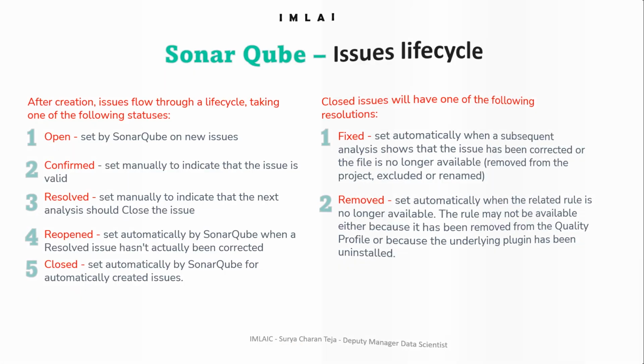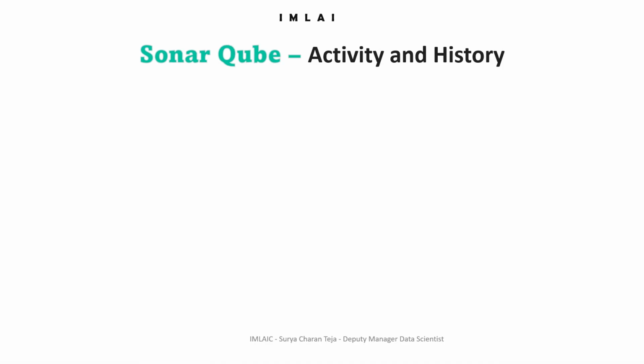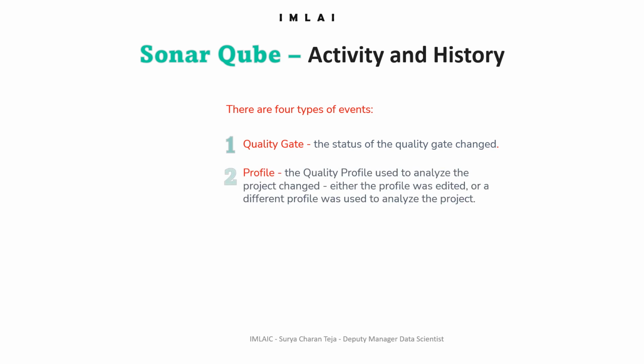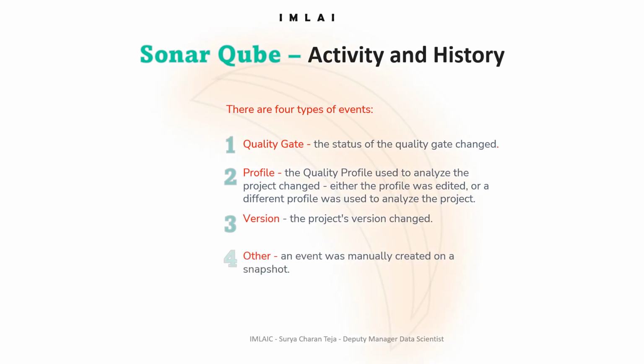we will look into the activity and history, where there are 4 types of events in the project. The first one is quality gate. It talks about the status of the quality gate changing. Then profile: the quality profile used to analyze the project changed. So either the profile was edited or a different profile was used to analyze the project. Then the version: the project's version changed, and then an event was manually created on a snapshot.